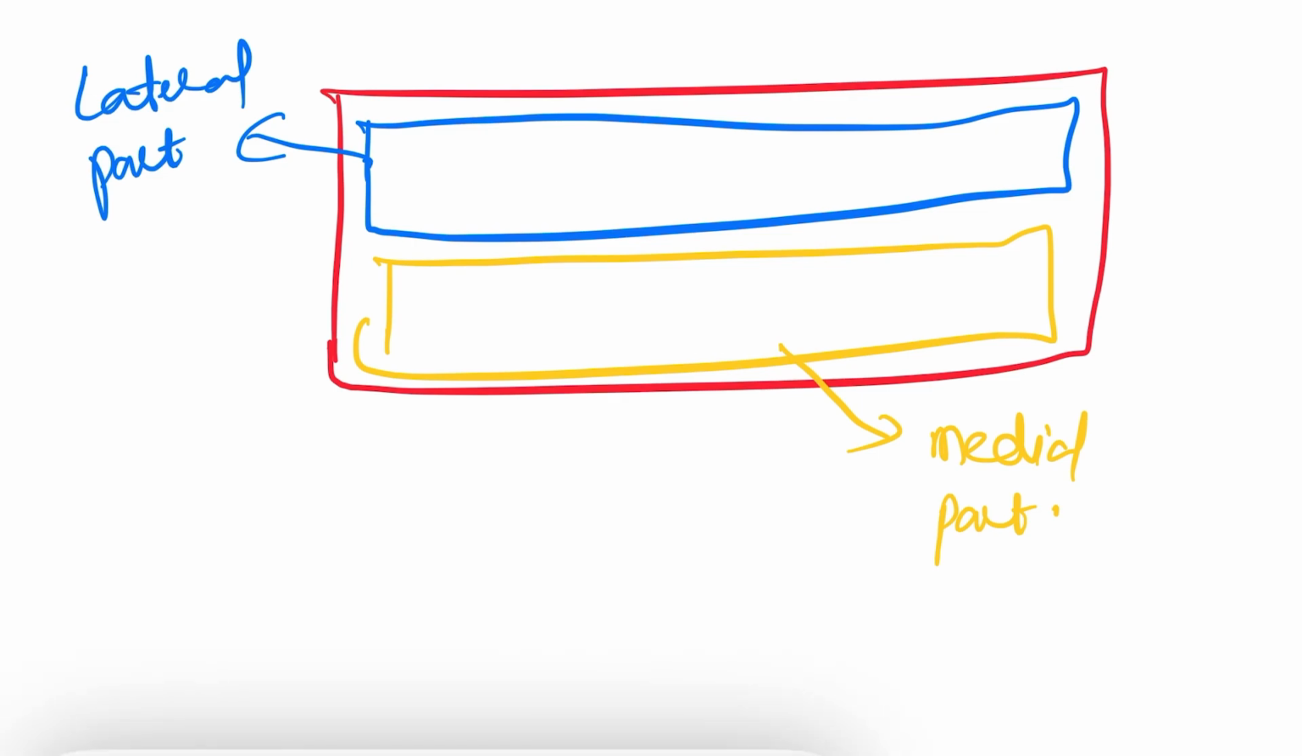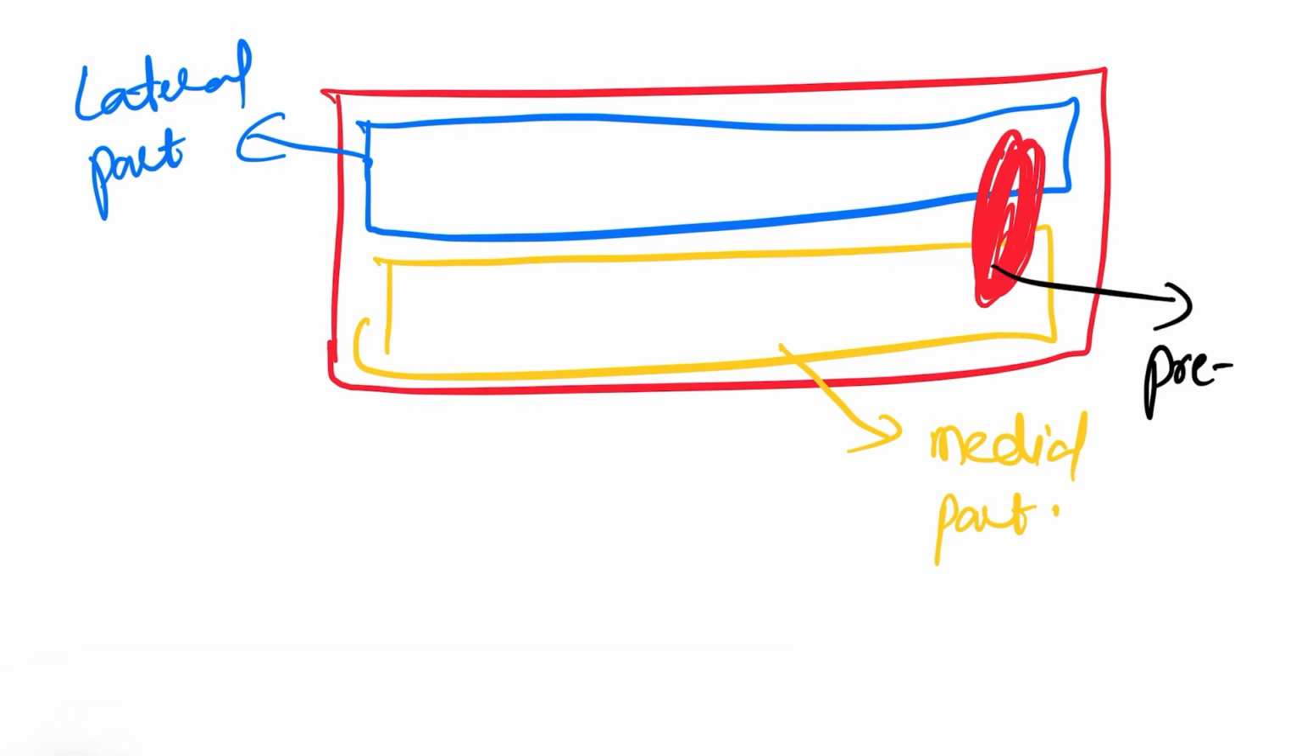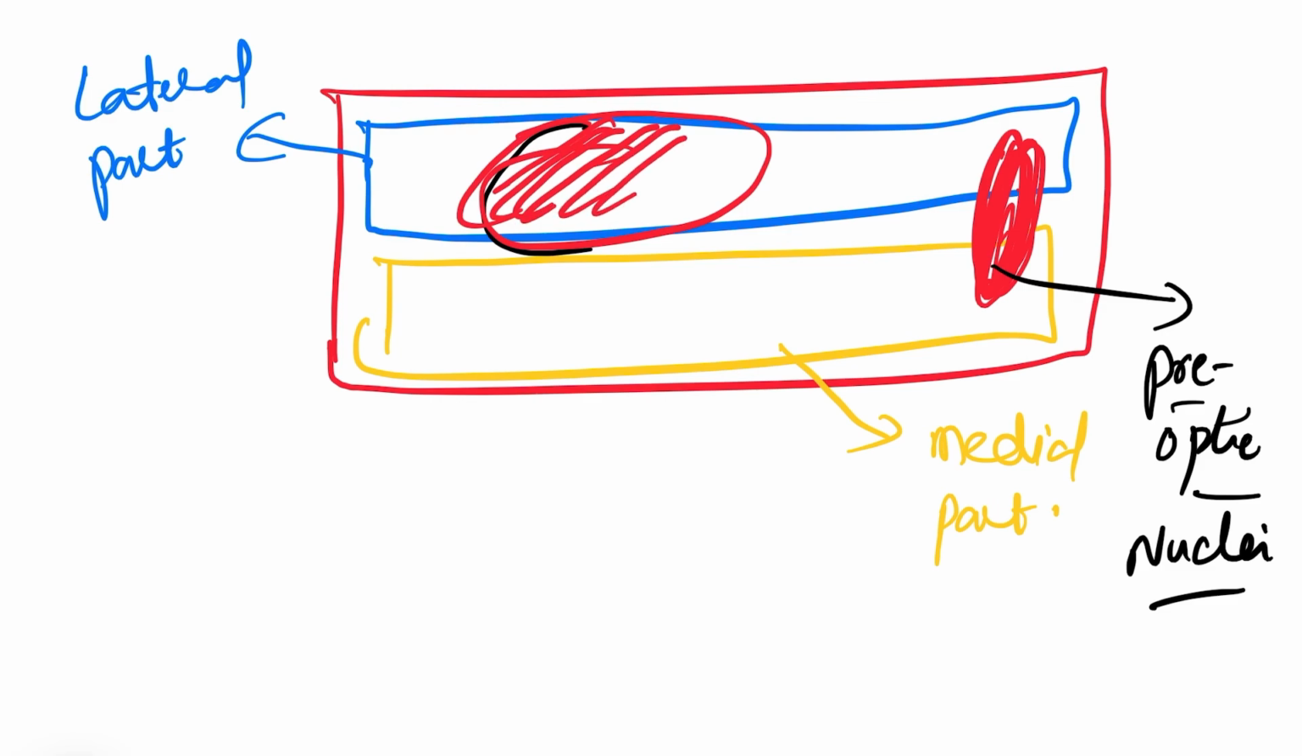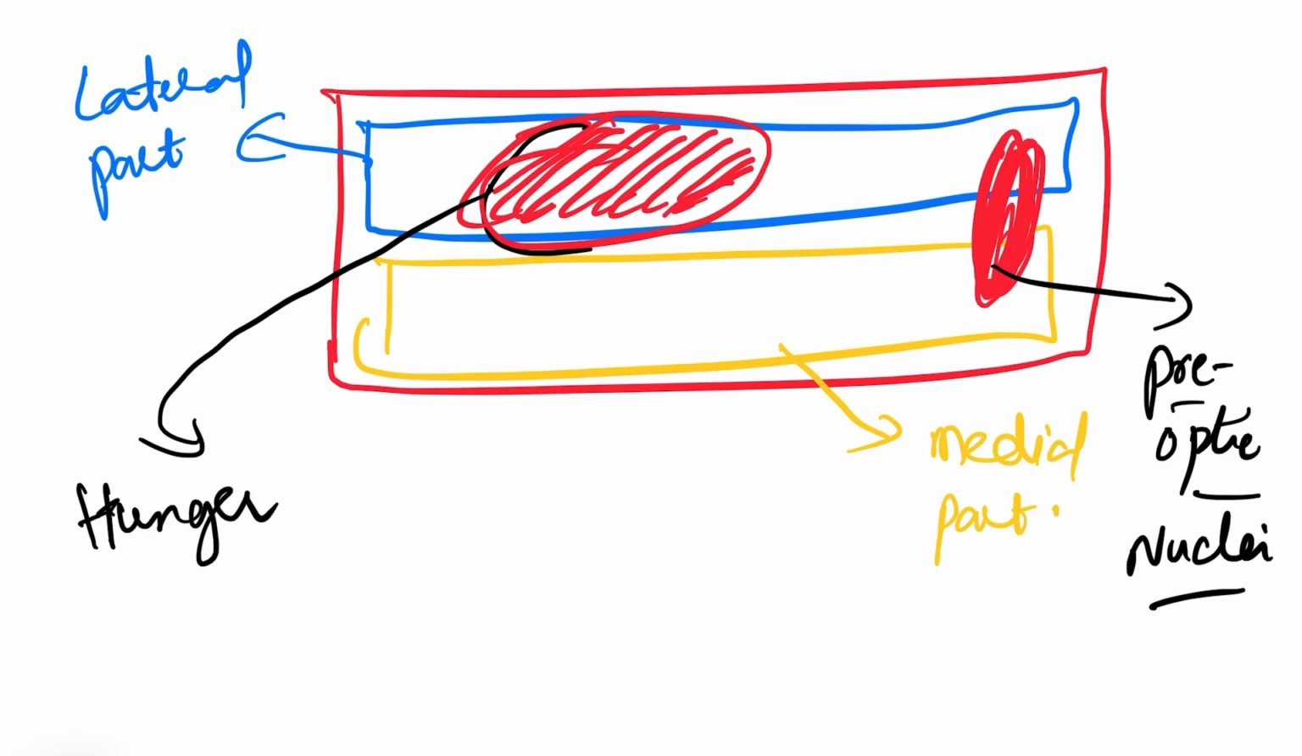The first nuclei, which is present in both the medial and the lateral part, is called the preoptic nuclei. Again, in the lateral part there is one bigger nucleus present, a very important nucleus in the lateral zone. This is actually called the hunger zone or hunger center, or hunger nuclei.